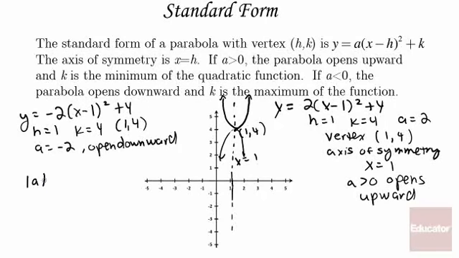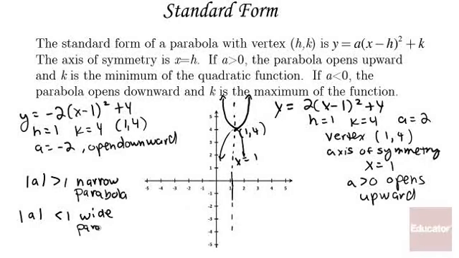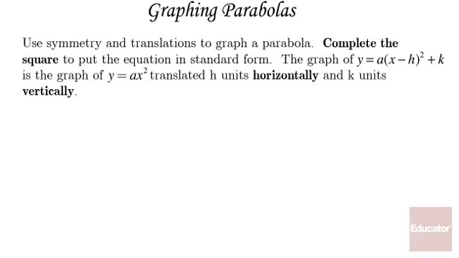Also, if the absolute value of a is greater than 1, you end up with a relatively narrow parabola. If the absolute value of a is less than 1, you end up with a relatively wide parabola. So this form is very useful because just by having the equation in this form, we can at least sketch the graph. So let's talk a little bit more about graphing parabolas.